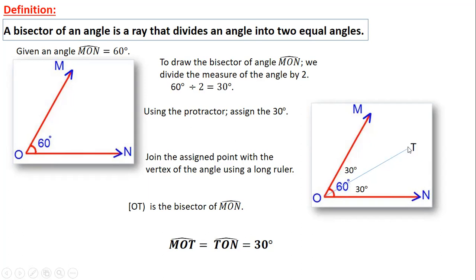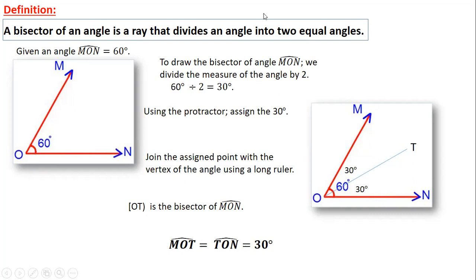I draw this line. This is the 30 degrees here. I join this line with the vertex. This blue line, which I call OT, is a ray. It is the bisector of angle MON. Then, what are the two equal angles that I got here? The first angle is MOT, and TON. The measure of MOT is 30 degrees and the measure of TON is 30 degrees.